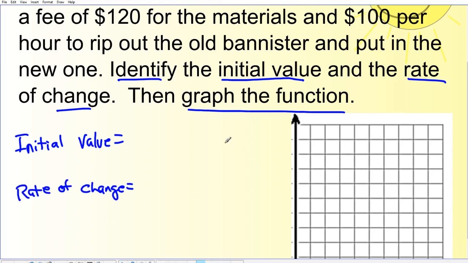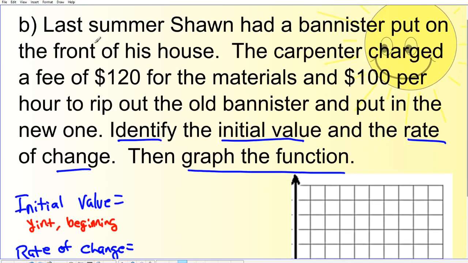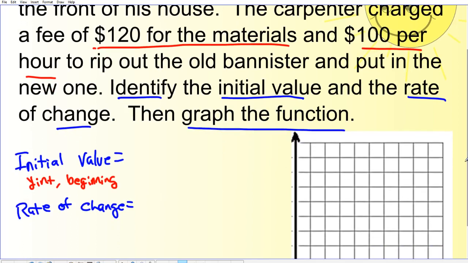Okay, so the initial value. Initial value, reminder, is your y-intercept. It's what happens at the beginning of the problem. Okay. In the beginning of the problem, let's see, last summer Sean had a banister put on his house. The carpenter charged a fee of $120 for materials and $100 per hour to repair the banister. So, at the beginning of the problem, how much money did Sean owe? Well, he owed $120.